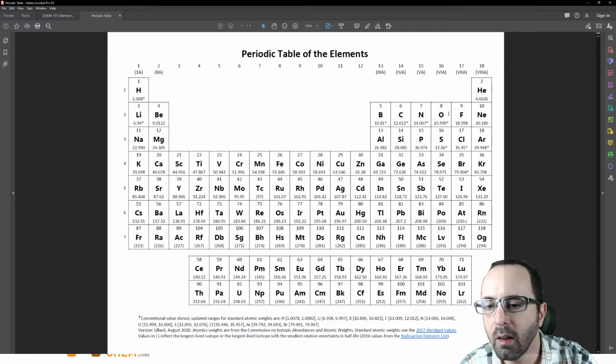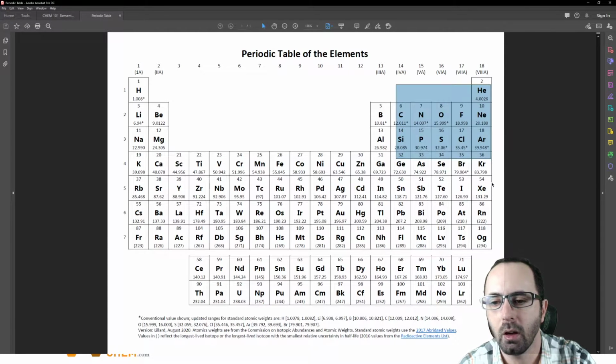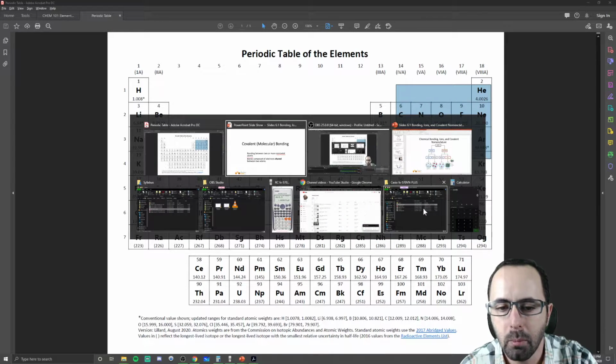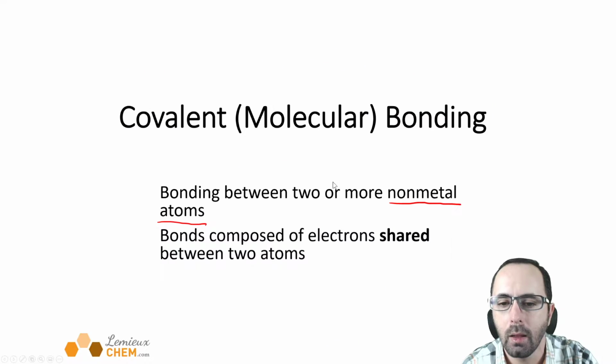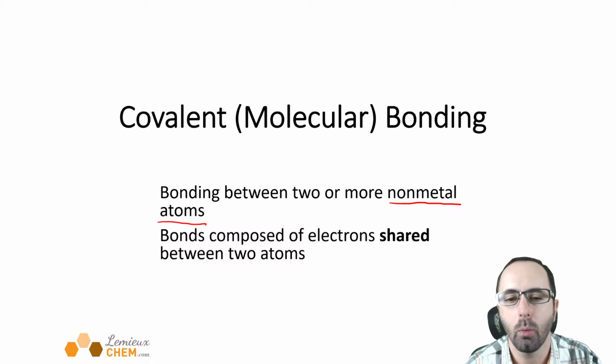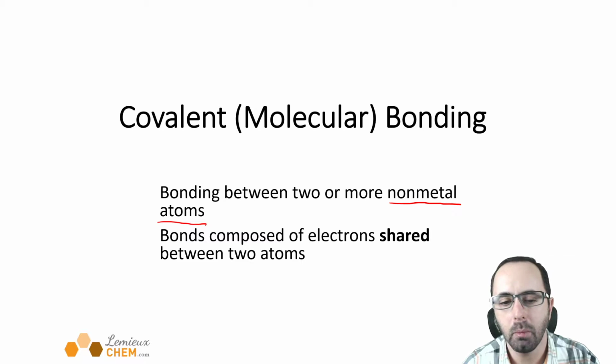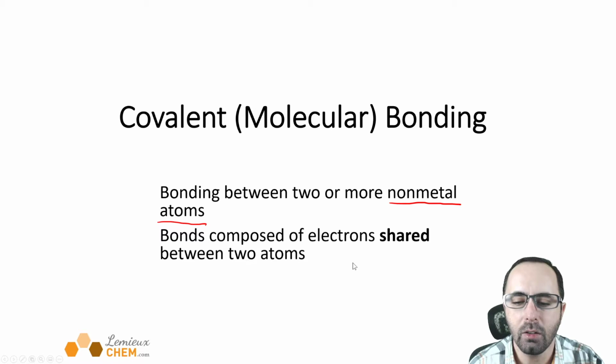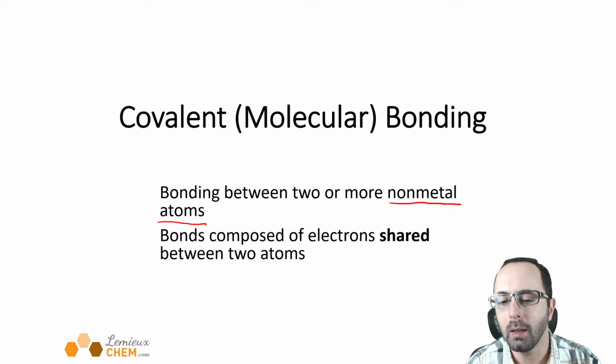So because the nonmetals up here at the top right of the periodic table hold on to their electrons so tightly, what it means is that when one nonmetal atom wants to bond with another one, neither atom is going to be able to pull the electron away from the other, because both nonmetal atoms will pull very strongly on their own electrons. So the result is that when a bond is made, electrons will be shared between two atoms.